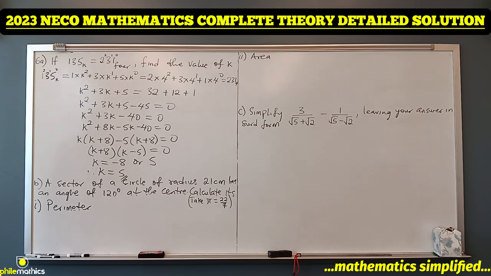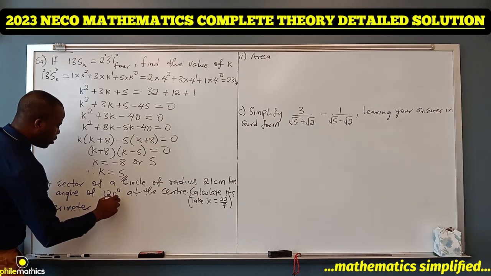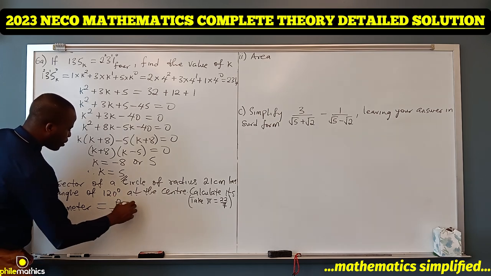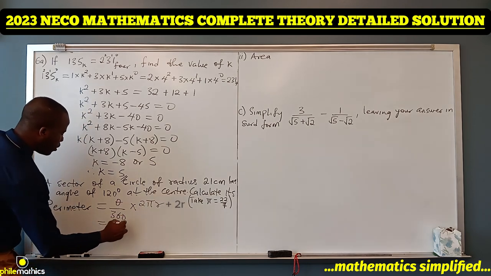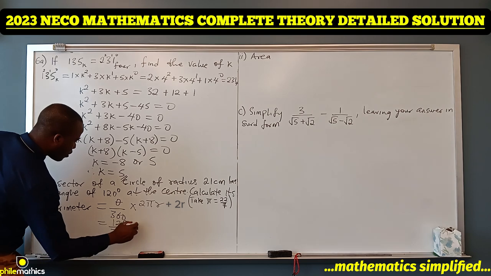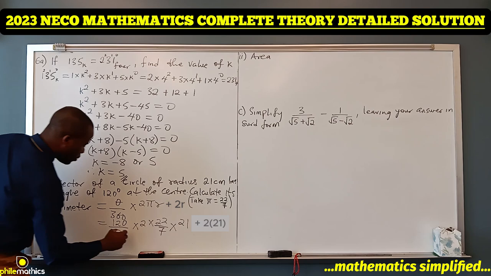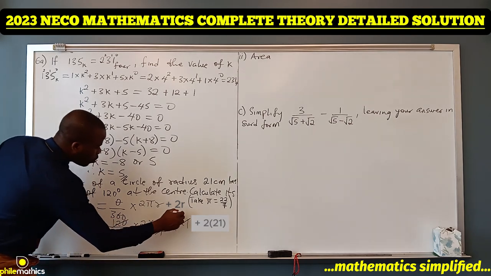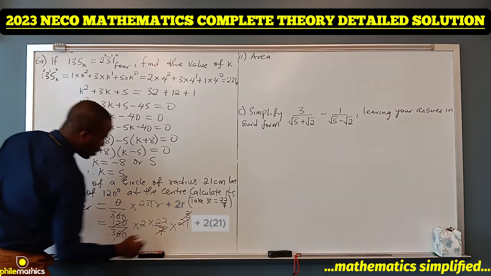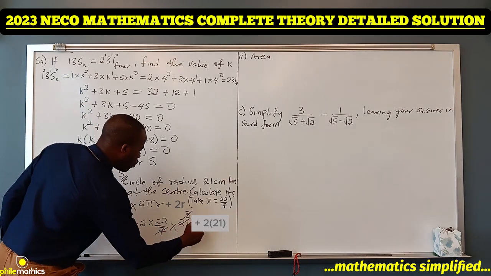B says a sector of a circle of radius 21 cm has an angle of 120 degrees at the center. Calculate its perimeter. The formula for the arc of a sector is theta over 360 times 2 pi r. We are given theta as 120, so 120 over 360 times 2 times 22 over 7 times our radius, 21. 120 can go into 360 3 times. 7 can go into 21 3 times. 3 can cancel 3, and we're left with 2 times 22.